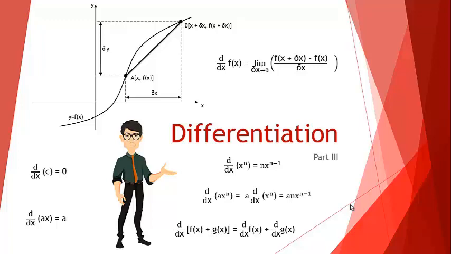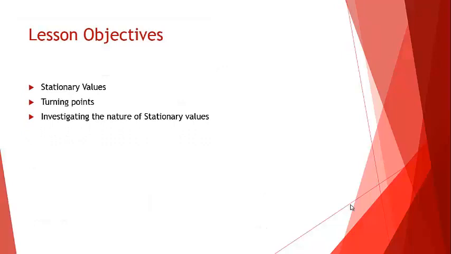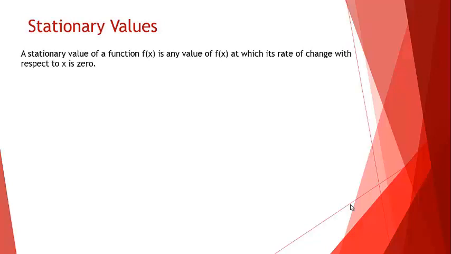So in this part of the tutorial we are going to learn about stationary values, turning points, and investigating the nature of stationary values. A stationary value of a function f of x is any value of f of x at which its rate of change with respect to x is 0. That is, the stationary values of f of x occur when the differentiation of f of x with respect to x is 0.